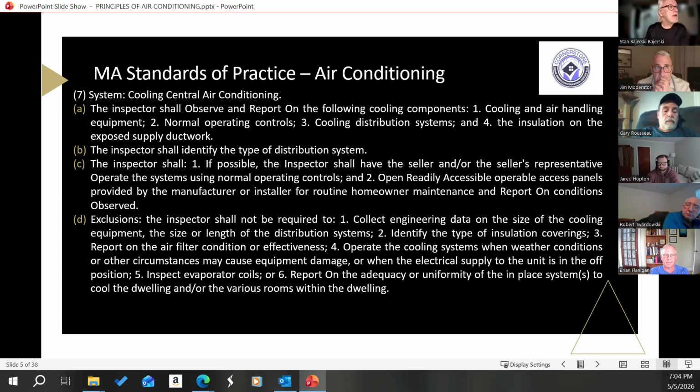The inspector shall identify the type of distribution system and shall, if possible, have the seller and/or seller's representative operate the systems using normal operating controls, open readily accessible operable access panels provided by the manufacturer or installer for routine homeowner maintenance, and report on conditions observed.